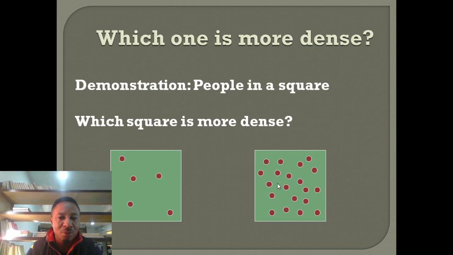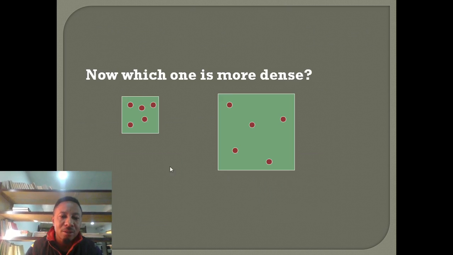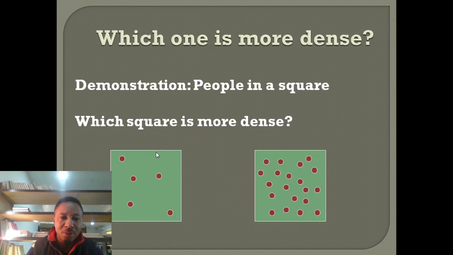Okay. Now which one can we consider to have less space between each of the students? Still this, right? So we can say that this is denser than the other one, isn't it? Than the other one. Good.